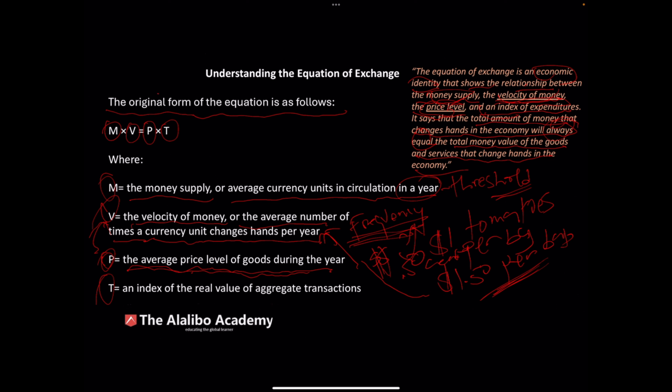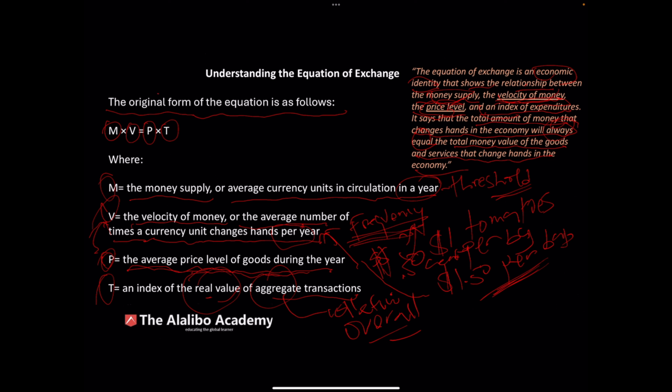And then, of course, the T is an index of the real value of aggregate transactions. So we want to understand what is the real value within this year we're talking about, what is the real value of the total, right? So whenever you see aggregate, you're talking about collective, or sometimes known as overall, right? That's aggregate. So what is the impact and what is the dollar value? We want to understand the real value of the aggregate transactions in that given year. This is very important to understand. Once you understand this, you understand the equation of exchange. Very, very critical, right?